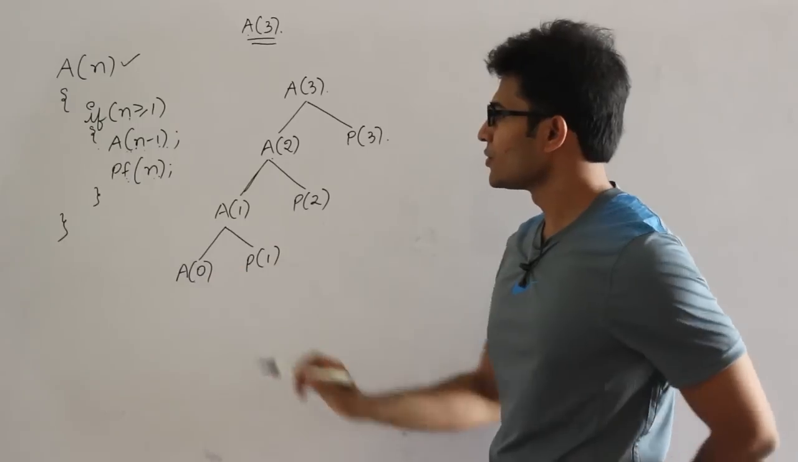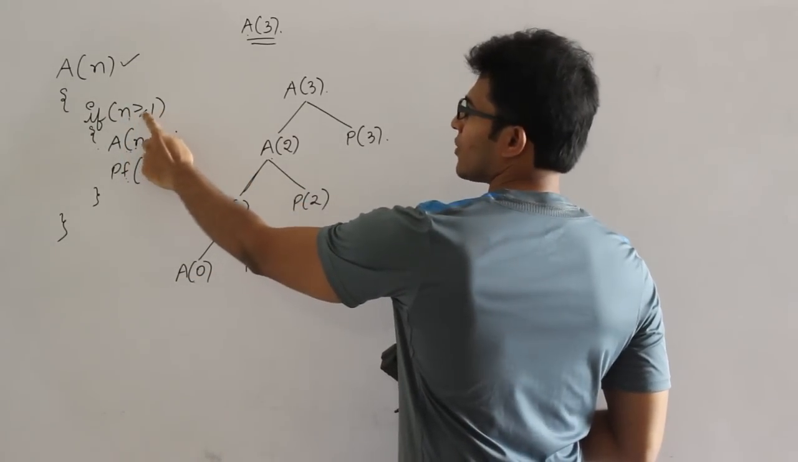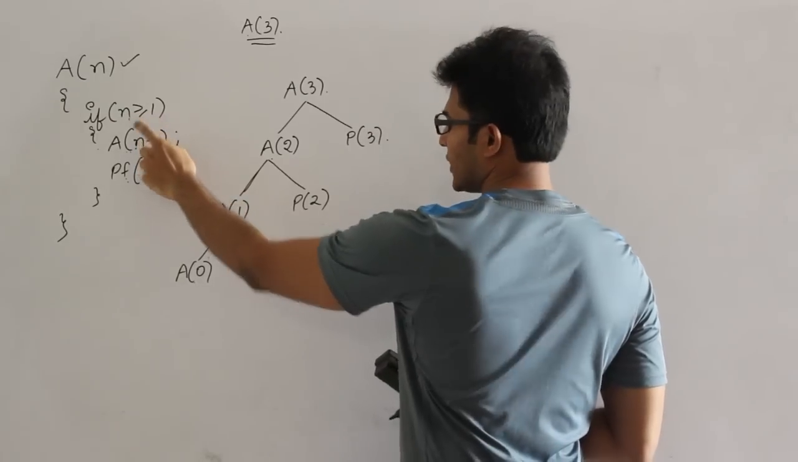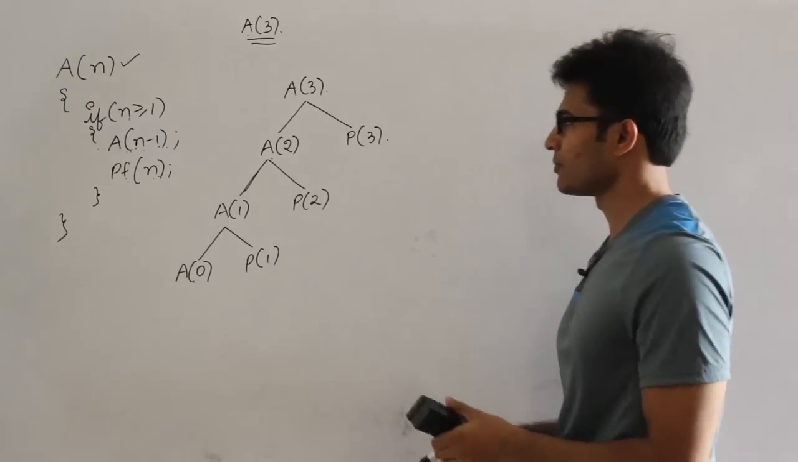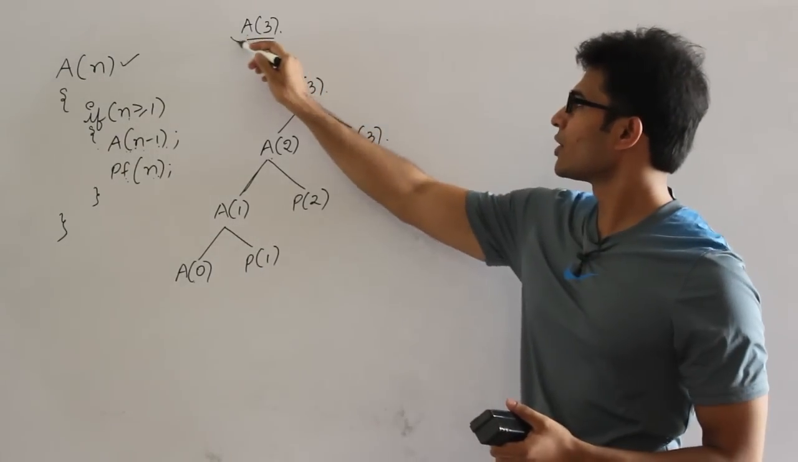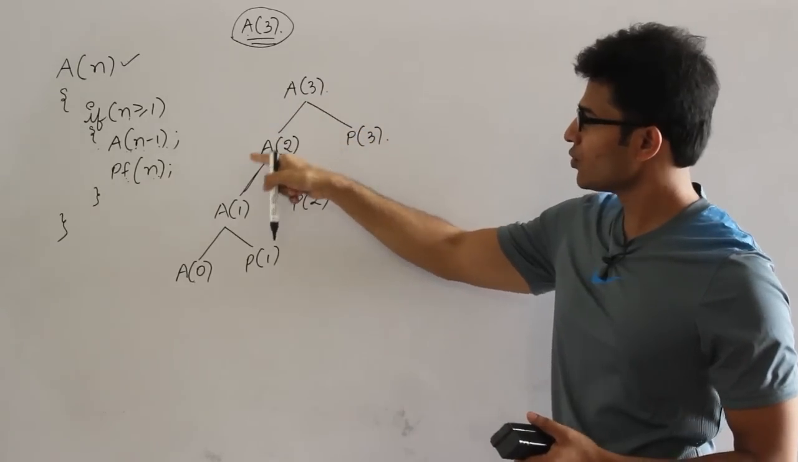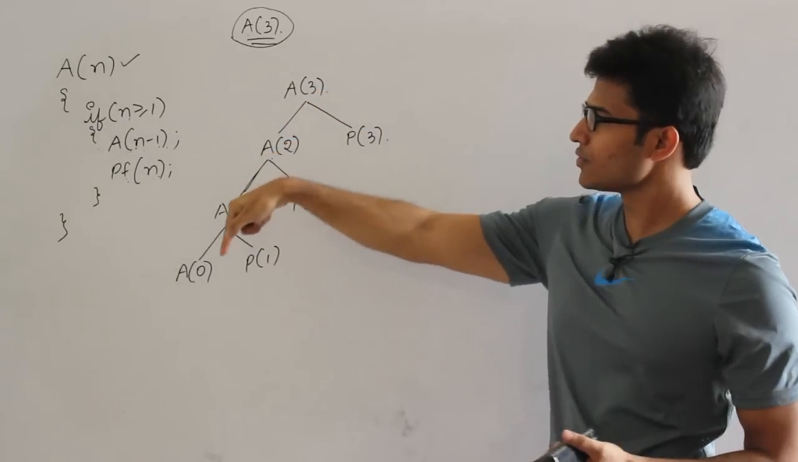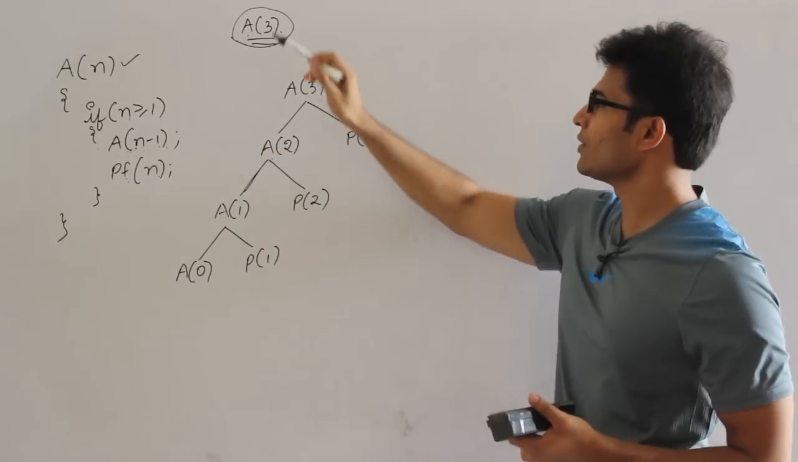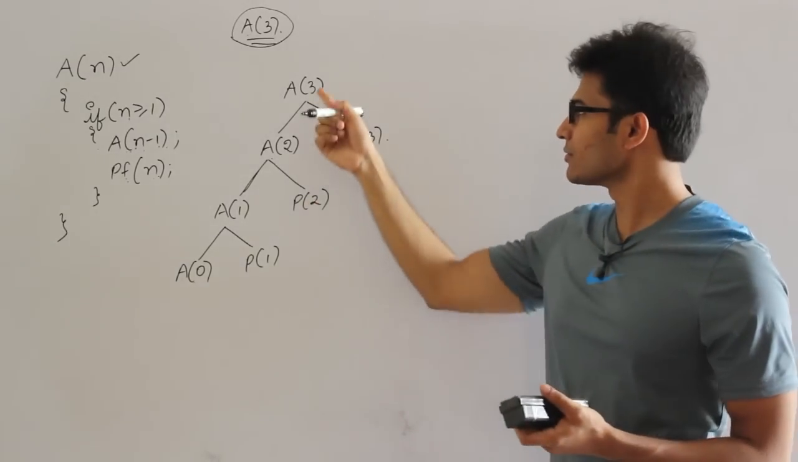And what about A of 0? Whenever the function A of 0 is called, is 0 greater than or equal to 1? No, the condition fails, therefore this is where we are going to stop. So in order to execute the program on A of 3, how many recursive calls do we need? 1, 2, 3, 4. Therefore we need these 4 recursive calls. So if I have A of n, how many recursive calls might I need? n plus 1, isn't it?